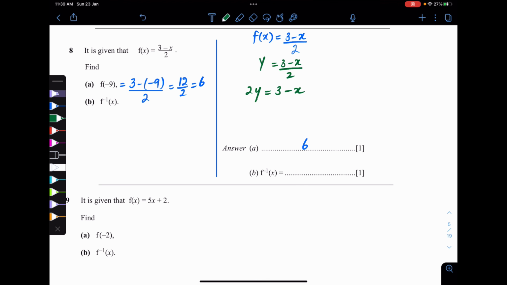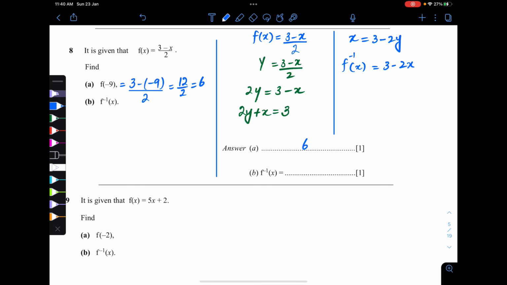While making something the subject, I always advise my students to keep that term positive. It makes a lot of things easier. You don't have to pay a lot of attention to the signs and everything. So if you're trying to make x the subject and it's negative, it's always highly recommended to go to the other side and make it positive first. So it's going to be 2y plus x is equal to 3. And now make x the subject, and you will be able to write x is equal to 3 minus 2y. And similarly, f inverse of x is equal to 3 minus 2x. So this is 3 minus 2x.